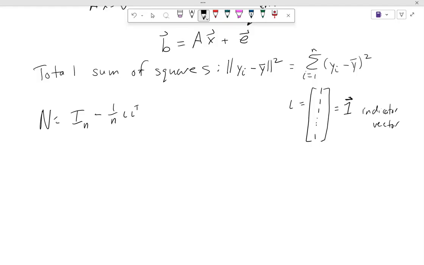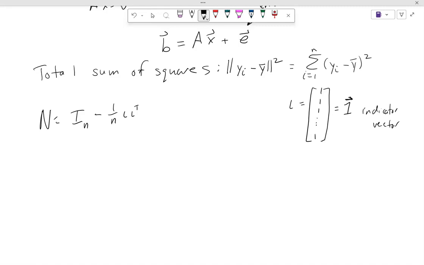So let's talk a little bit about what iota times iota transpose is. What dimensions does iota have, the way I have it written? You told me it was just one column, so it must be something by 1. It'd be an n by 1, right, if I'm going to get things to match up. So then iota transpose is 1 by n. So when I multiply the two things together, I get n by n, right? So I'm going to get an n by n matrix, which is better if I'm going to subtract it from the identity.